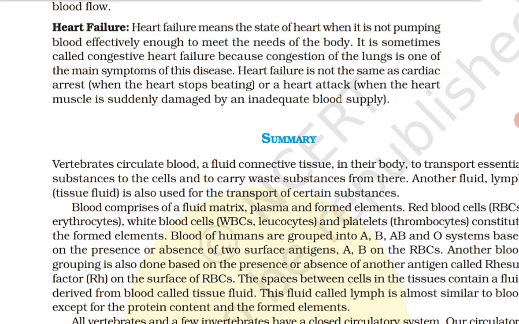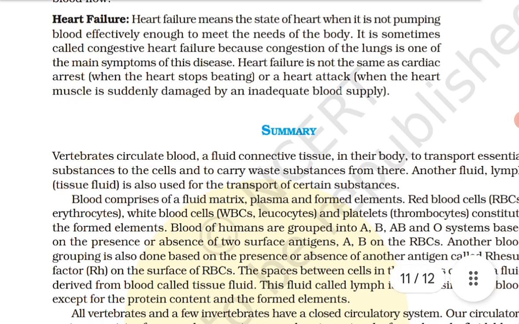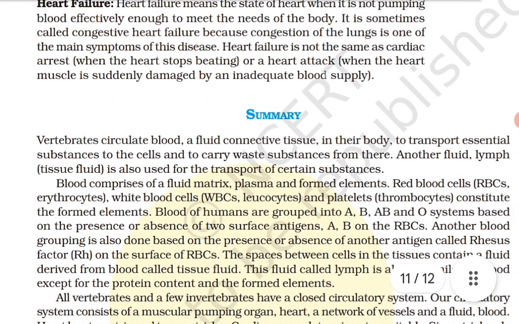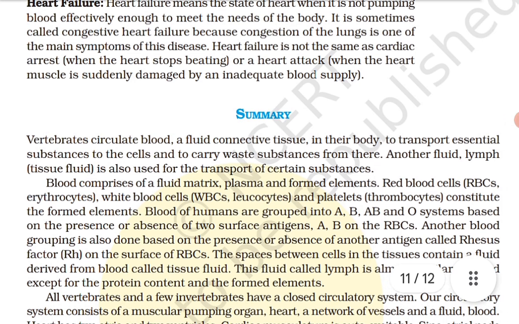Blood of humans is grouped into A, B, AB and O. They are grouped based on the presence or absence of two surface antigens, A and B, on the RBCs. Another blood grouping is also done based on the presence or absence of another antigen called rhesus factor, or the Rh, on the surface of RBCs.